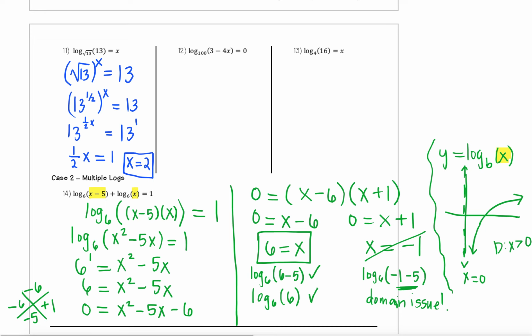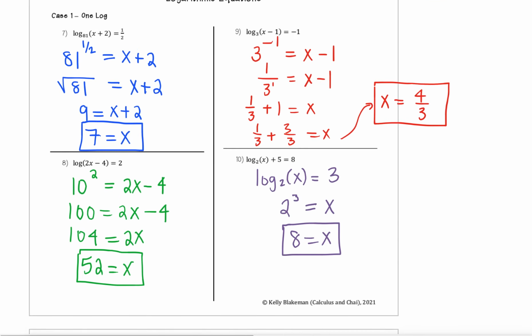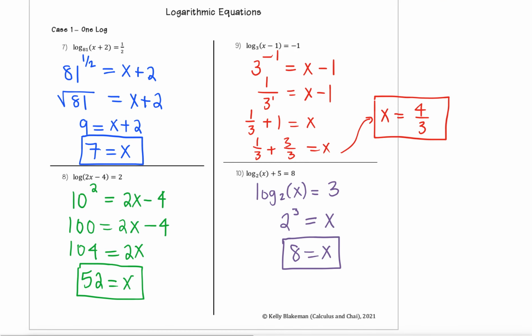Now, if you scroll back and you look at all the prior examples, we didn't talk about this because it wasn't going to be an issue. Because we only had one log in each one of these, we knew that our answer was going to produce a valid solution. And if we were to go back and check here, I could sub in 7 into example 7, and I'd get log base 81 of 7 plus 2. 7 plus 2 is a positive number, so we're good. We could do the same thing with the 52. 2 times 52 minus 4 is definitely a positive number, so this one works as well. And we could check examples 9 and 10 as well.